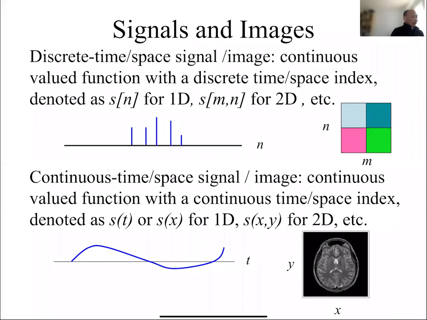So for those of you who were here last time, we do look at discrete time signals, and we also look at continuous time signals. For today's class, we'll be mostly focusing on continuous time Fourier transforms. Later on, when we talk about sampling, we'll talk a little bit about discrete time Fourier transforms or discrete space Fourier transforms.